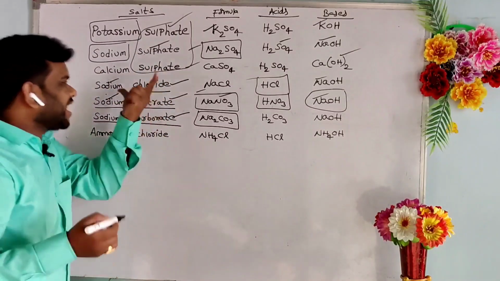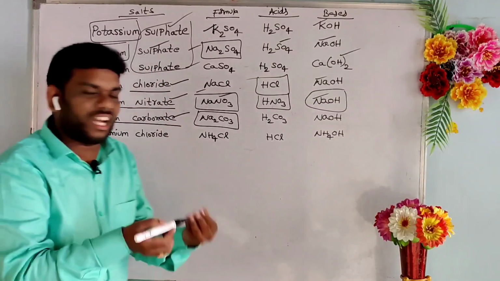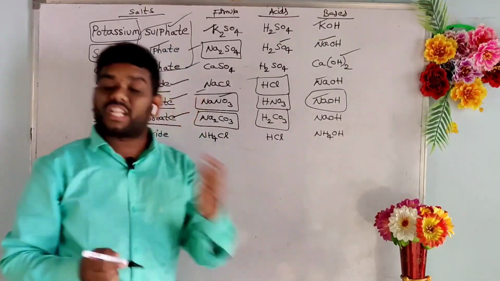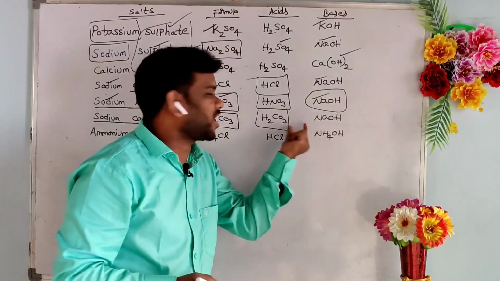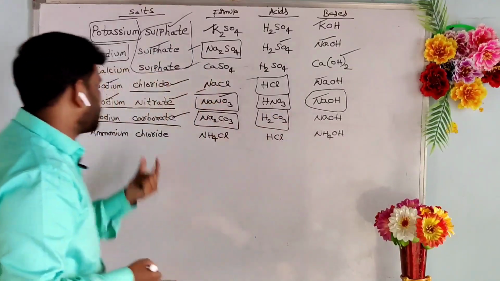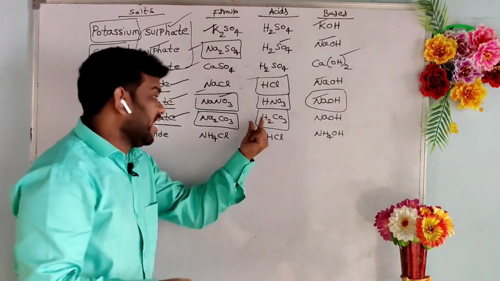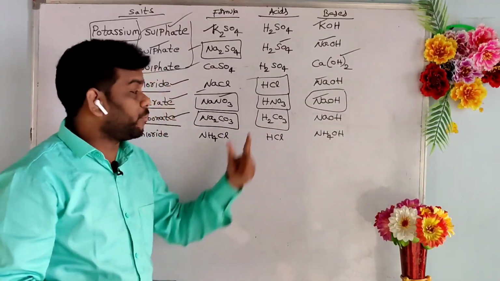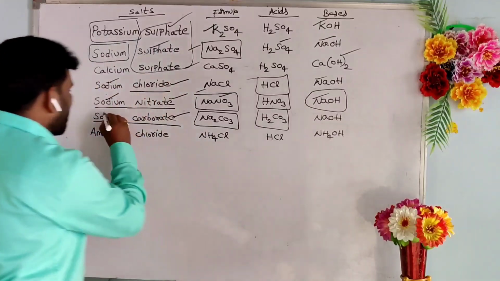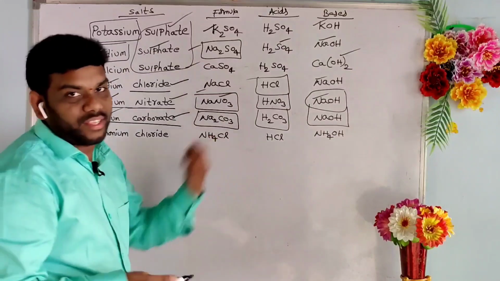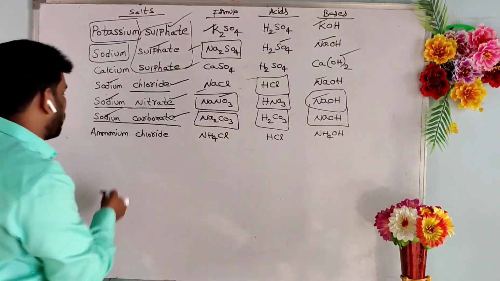In this formula, what is the category of acid? H2CO3, carbonic acid. CO3 means carbonate. Here H is there, that's why carbonic acid. Here sodium is there. Again, similarly, NaOH is the base. So NaOH, sodium hydroxide.